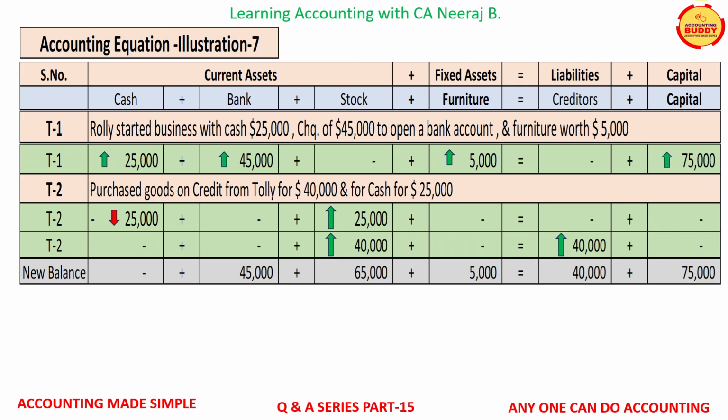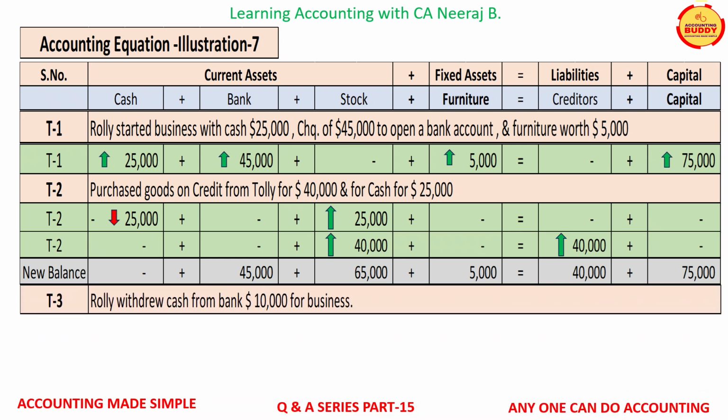Post T2 transaction, the new accounting equation will have $45,000 of bank balance, $65,000 of stock and $5,000 of furniture, totaling to an amount of $115,000 of total assets on the left hand side of the accounting equation. And the sum total of the liabilities of $40,000 and a capital of $75,000 is also equal to $115,000.